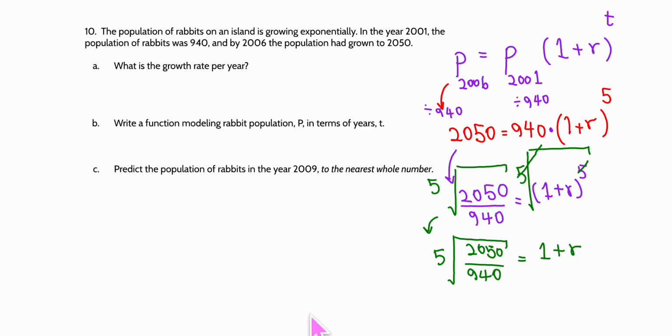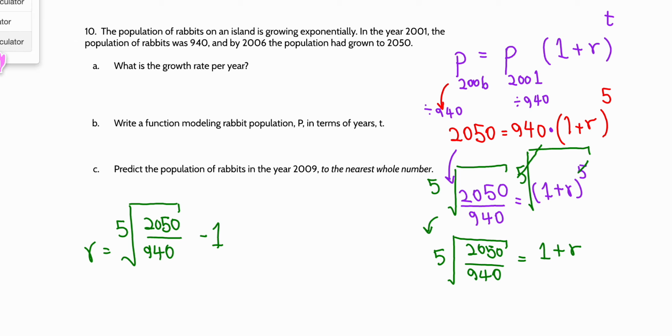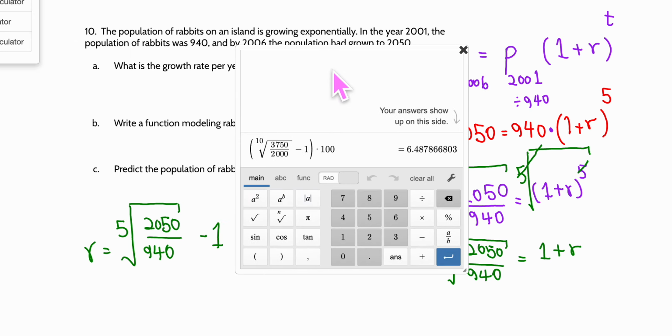Okay, the last thing we need to do is to subtract 1 from both sides. Let me write it over here. r equals the fifth root of 2050 over 940 minus 1. When he asks us what is growth rate per year, I need to answer this right here. I'm gonna put that inside a scientific calculator.